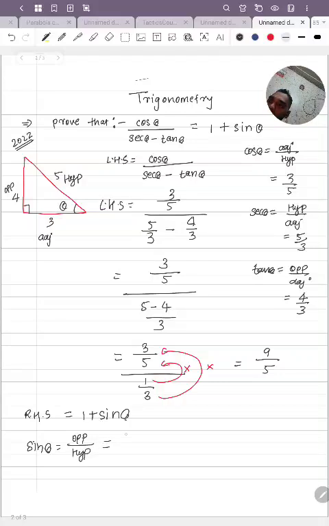And the opposite in a right angle triangle is how much? 4. And the hypotenuse is what? 5. So when I resubstitute over here, it will become 1 plus 4 over 5. And again, let's assume 1, and now we have to use the butterfly method.